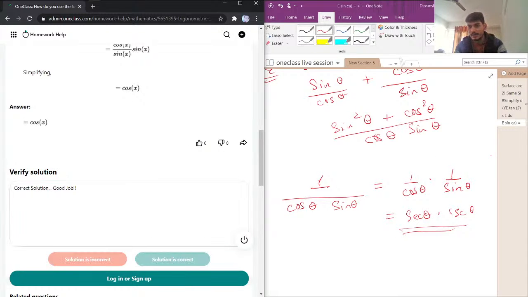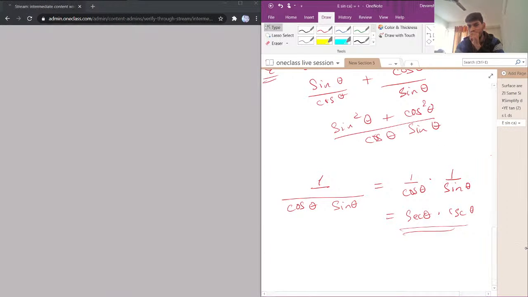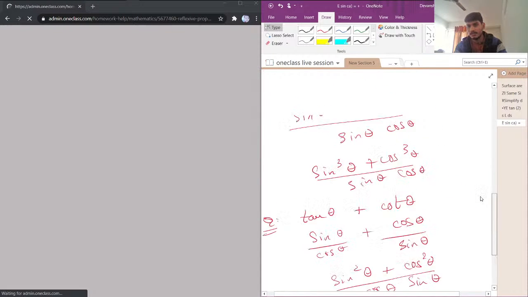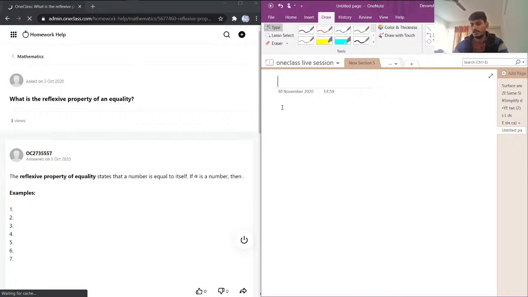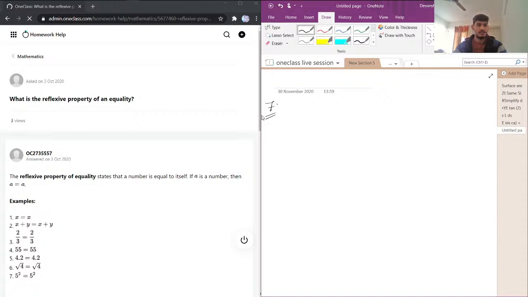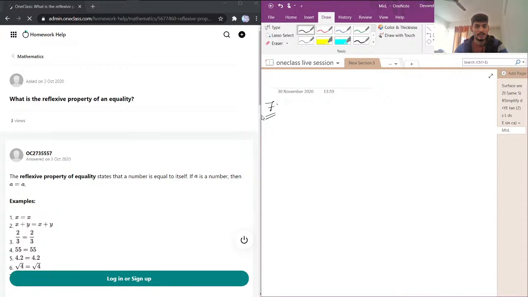Solution is correct. This was question number 6. Now question number 7. What is the reflexive property of equality?